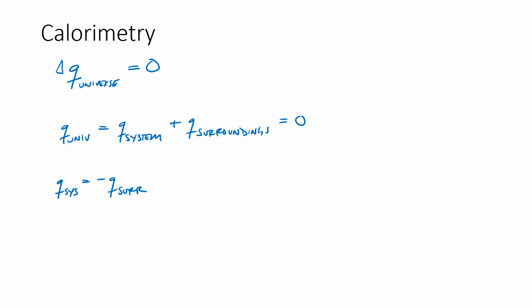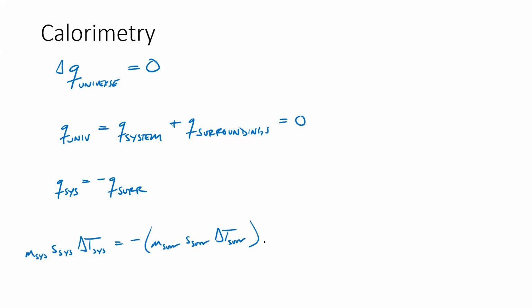And so we already have that equation for Q. We can write M of the system, S of the system, delta T of the system equals negative M of the surroundings, S of the surroundings, delta T of the surroundings.